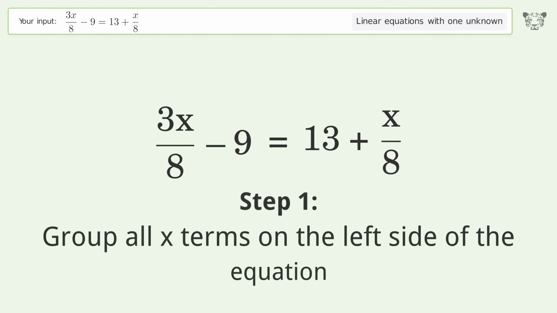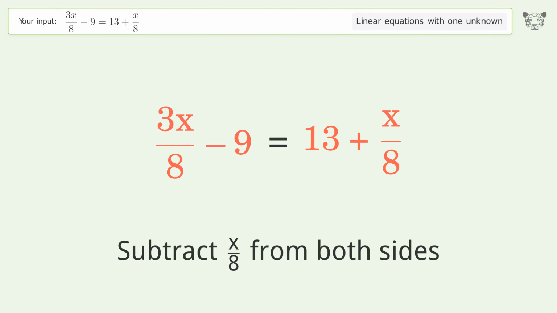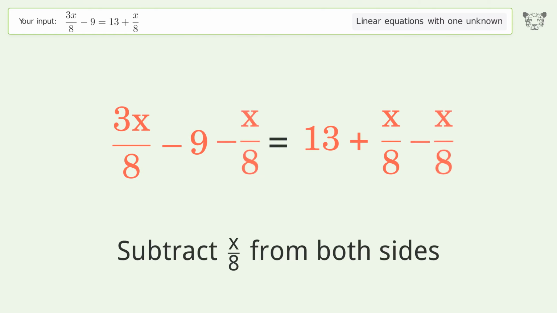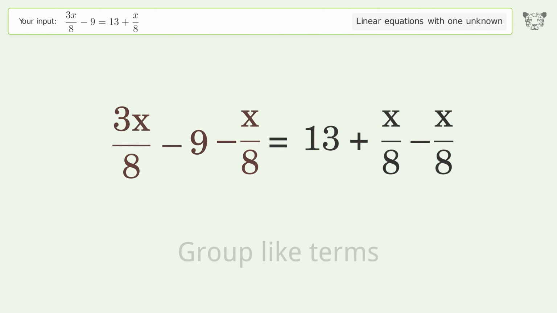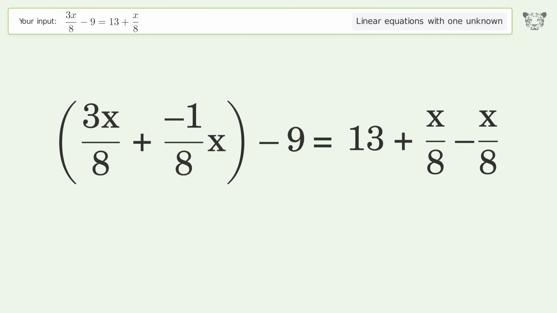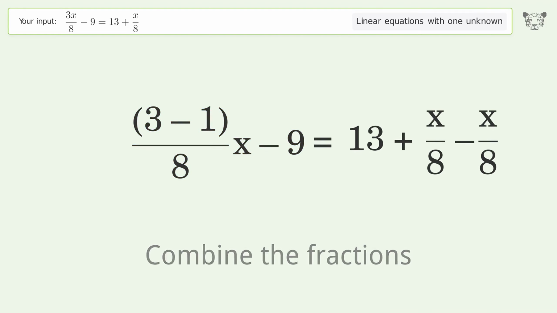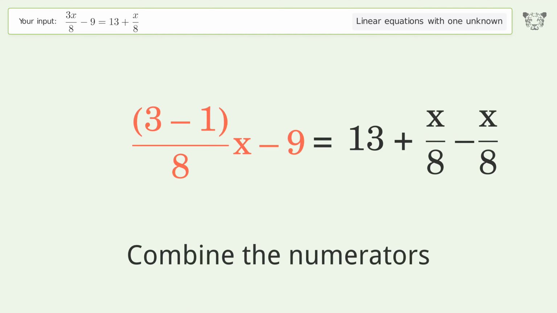Group all x terms on the left side of the equation. Subtract 10 over 8 from both sides. Group like terms. Combine the fractions. Combine the numerators.